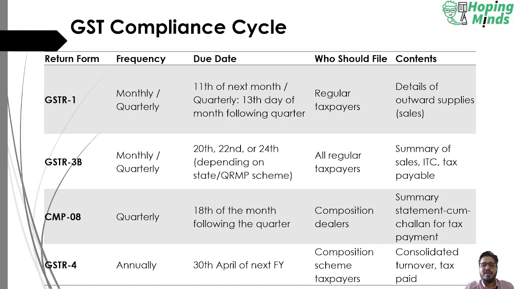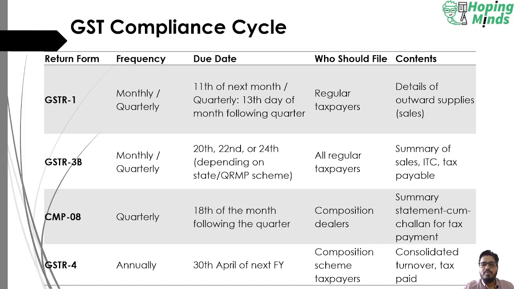In between GSTR 1 and GSTR 3B, a new return, that is GSTR 1A, has been introduced by the GST department. The purpose of GSTR 1A is to allow the taxpayers to amend any records that have already been furnished in GSTR 1 of that period, but this return can be filed only before filing of GSTR 3B or the due date of 3B, whichever is earlier.